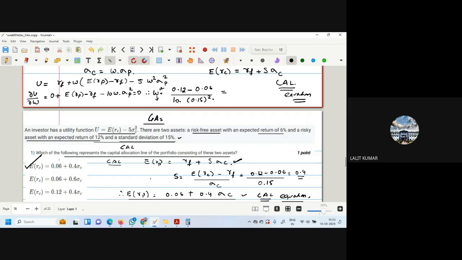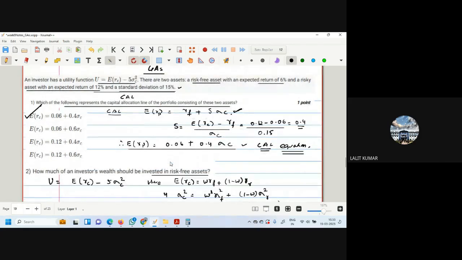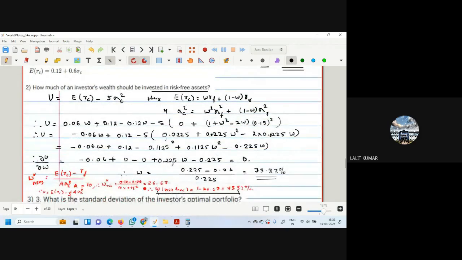And this W star is for what? It is for the risky asset. And for risk-free, it will become 1 minus W star. Is this okay? So without remembering the formula also, we can do this. Okay, I've done the same way.